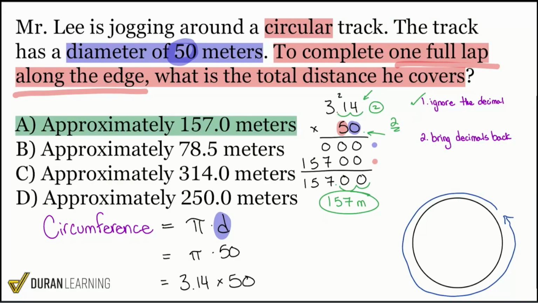But if they don't give you anything at all and they just say, hey, just approximate the circumference, still 3.14 is the safest bet. Anything other than 3.14, they will let you know. But 3.14 is the standard approximation for pi across most standardized tests. So with that said, my party people, how are we feeling about this first one?